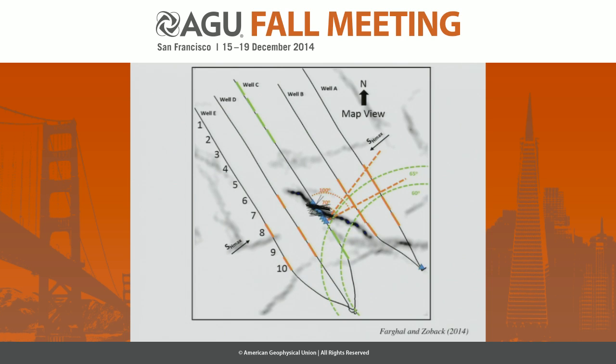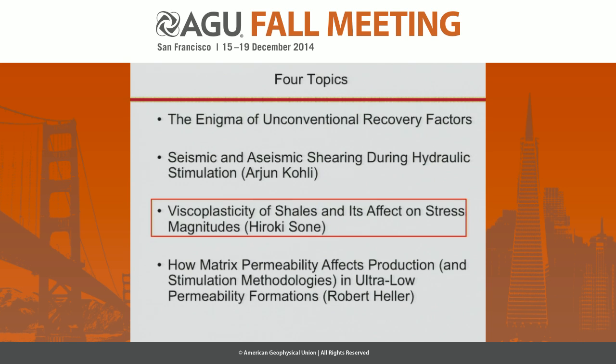And it even explains a cluster of faults seen in an FMI log, which appear to be the damage zone adjacent to that larger fault. So we think there's a lot of aseismic deformation occurring in these reservoirs during the multi-stage hydraulic fracturing.